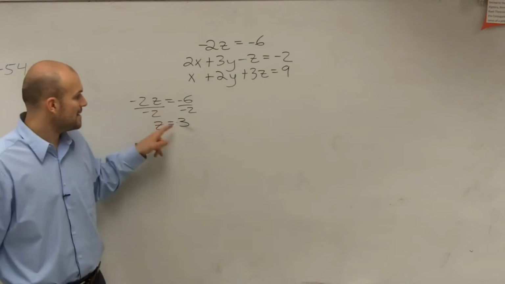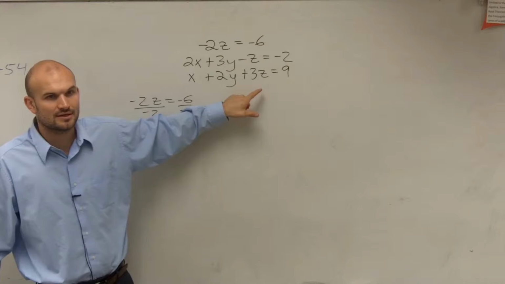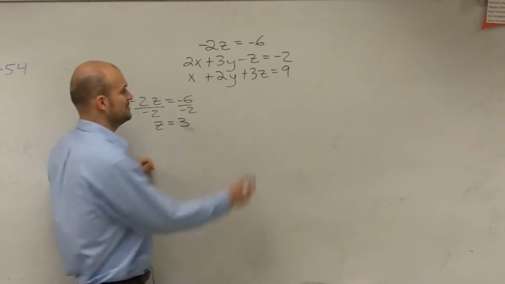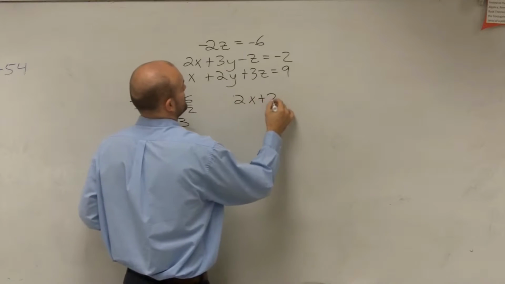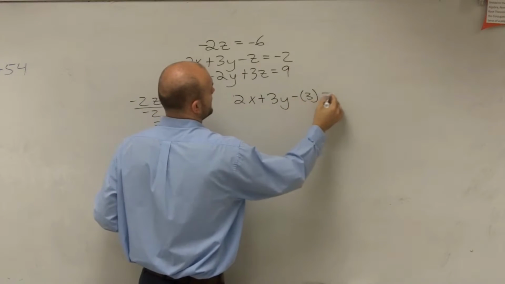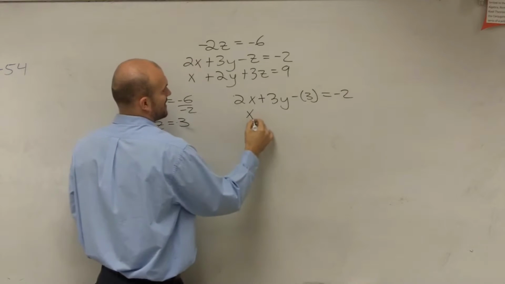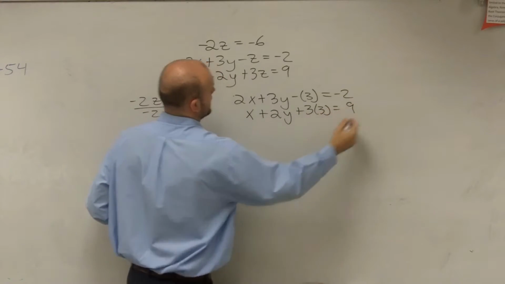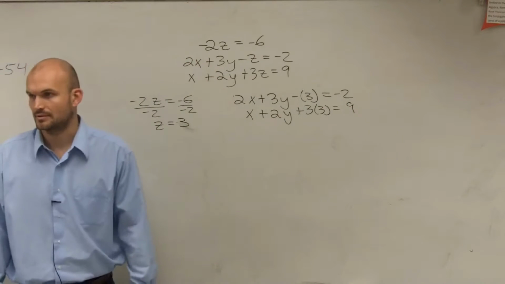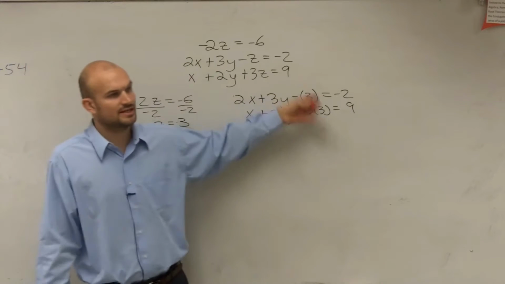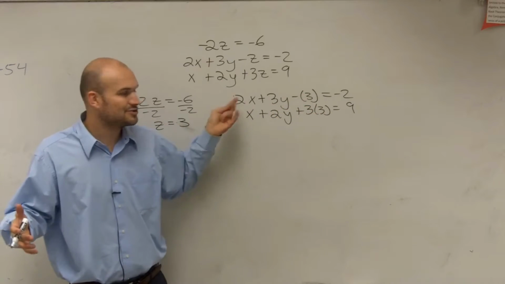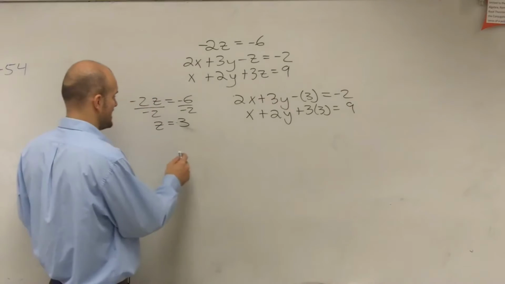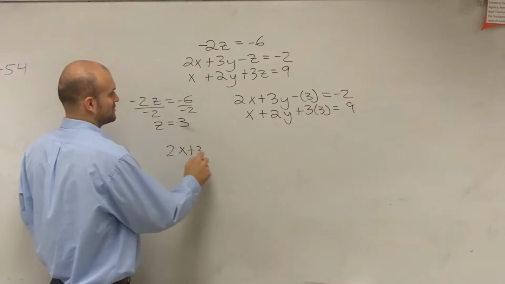Correct? Now, if I plug in 3 for z in both of those, do I now have to worry about my z variable? Because I know what the value of z is now, right? So let's do that. 2x plus 3y minus 3 equals negative 2. And then I have x plus 2y plus 3 times 3 equals 9. So do you guys see what I did? I just took my value of z and plugged it in for z. Now, do I have 2 equations with 2 variables? I do, don't I?